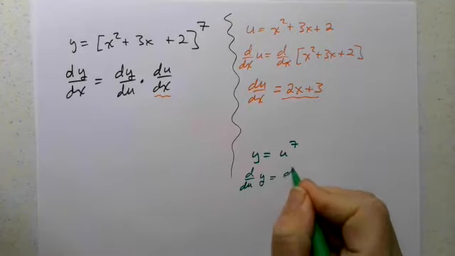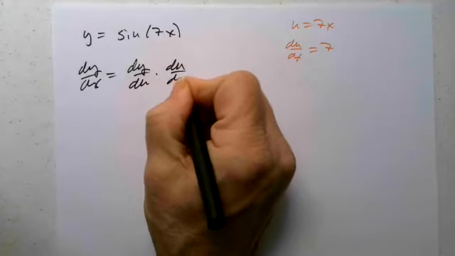If I have y equals sine of 7x, we're going to need to define u. So this time u is 7x. And du dx is 7. Dy dx is dy du times du dx.